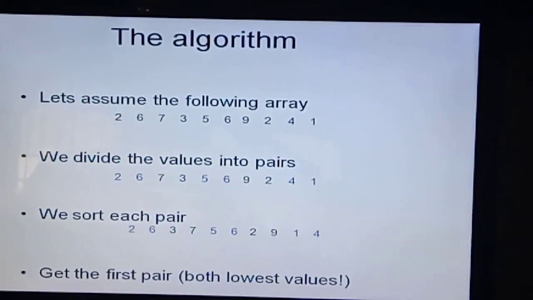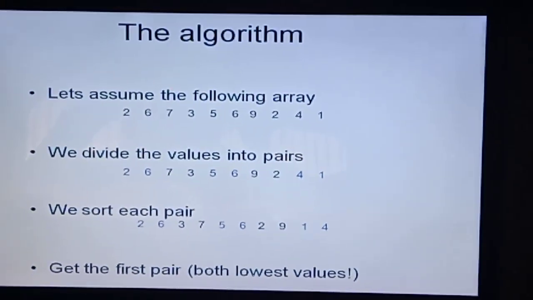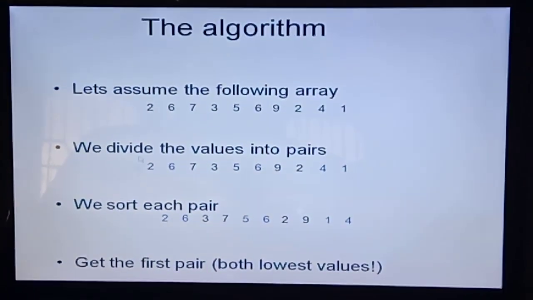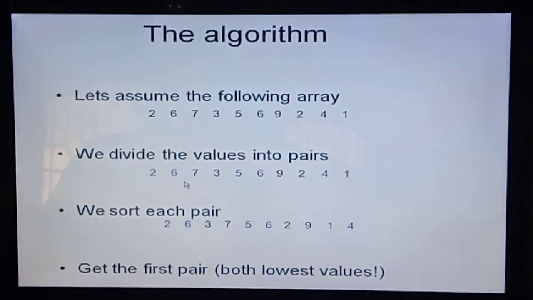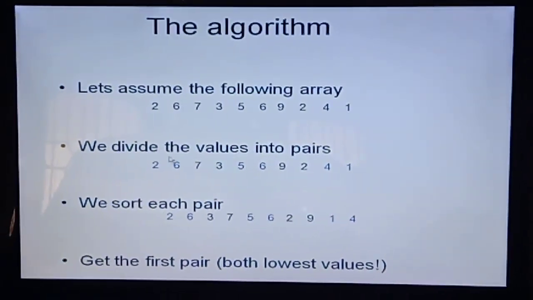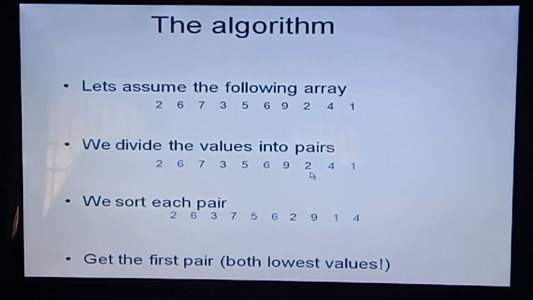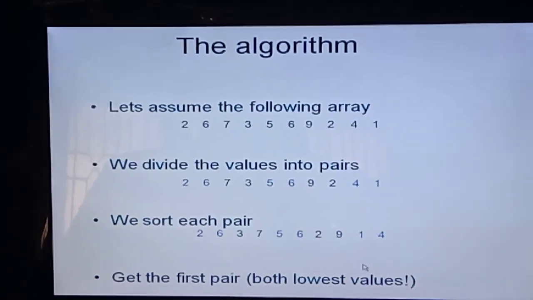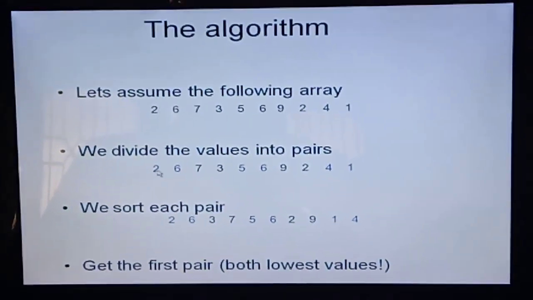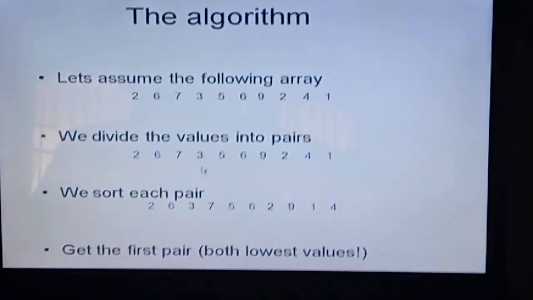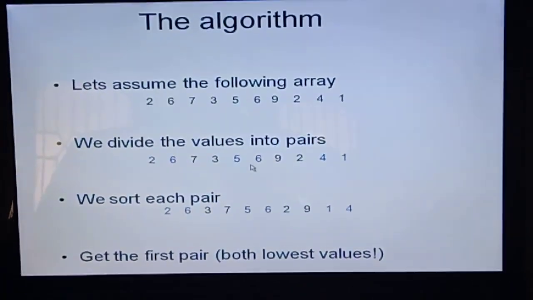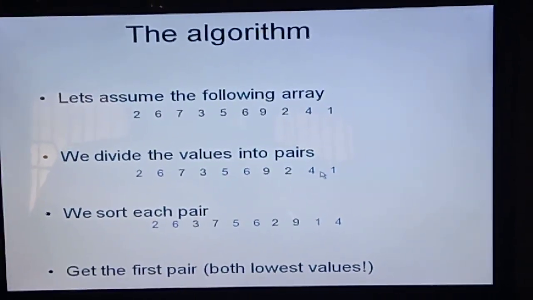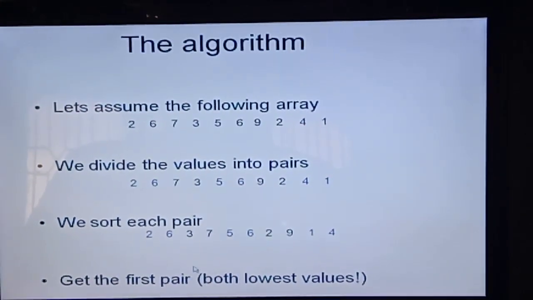We sort each pair. We divide the problem into pairs. Pair means each subproblem consists of 2 elements: 2, 6, 7, 3, 5, 6, 9, 2, 4, 1. We sort each pair, and then we can combine. The first pair is already in sorted order. You can sort the second one, that is 3, 7, and next 5, 6, and next 2, 9, and next 1, 4. So we have sorted each pair.